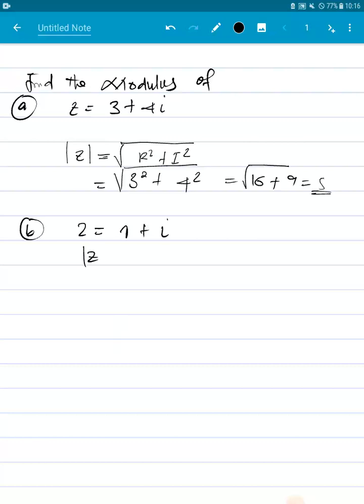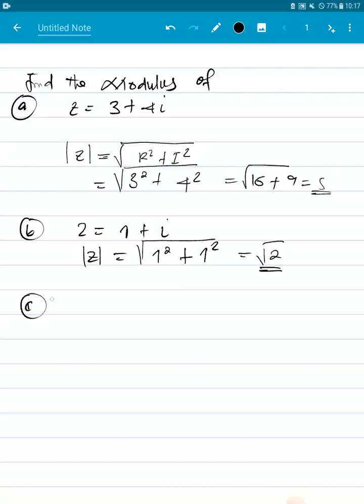Then b, z is equal to 1 plus i. So the modulus of z is equal to root of 1 squared, the coefficient of i is just 1 as well, plus 1 squared. We have that, which gives us root 2. Done.